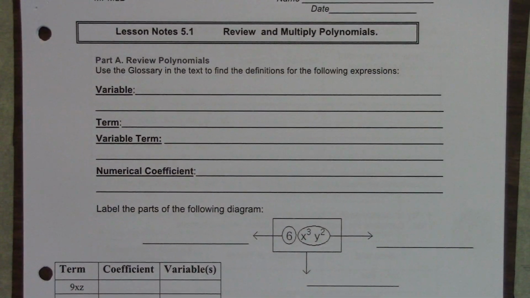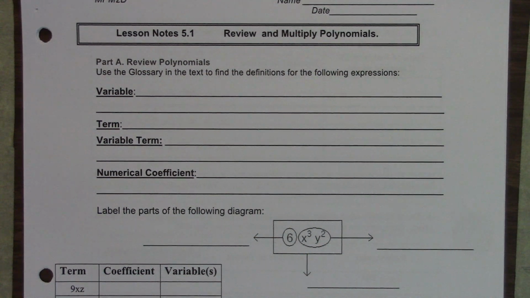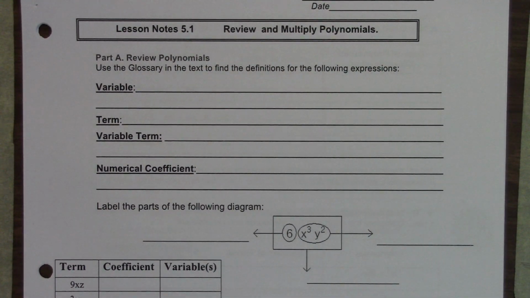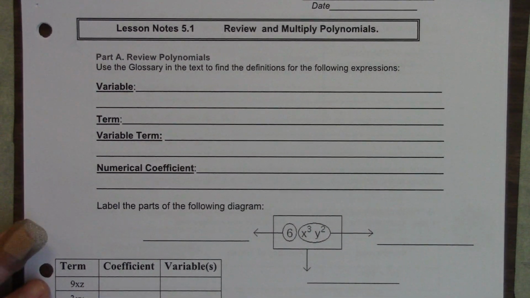This is 5.1. We're going to review and multiply polynomials. My hope is here today that this is a review now. We've done a period and a half of exercises on this, so I'm hoping I can go relatively quickly. With your help, we're going to determine what is a variable first off, okay?